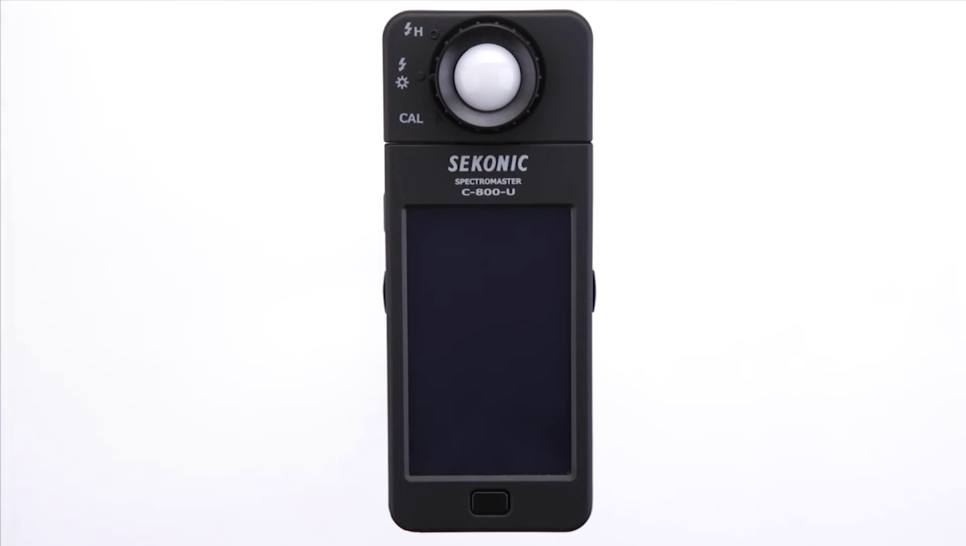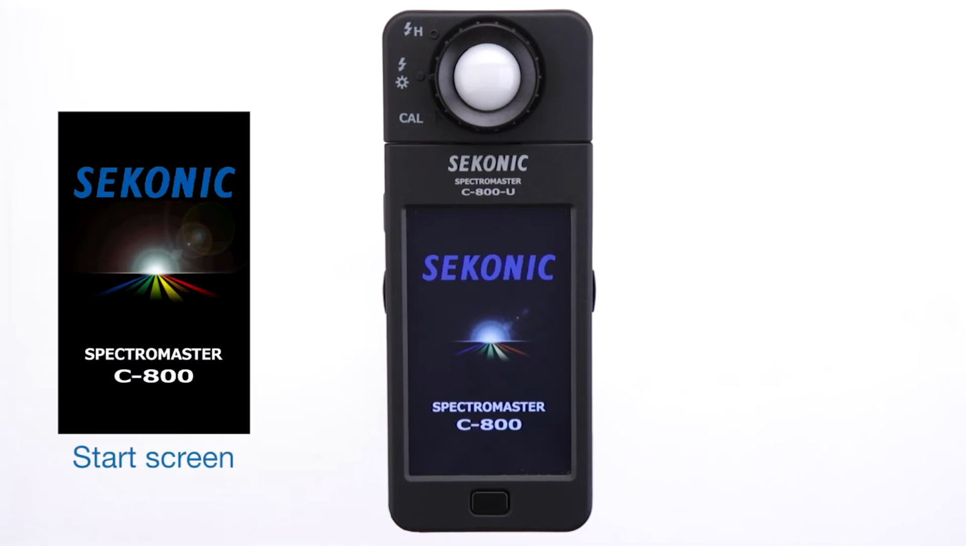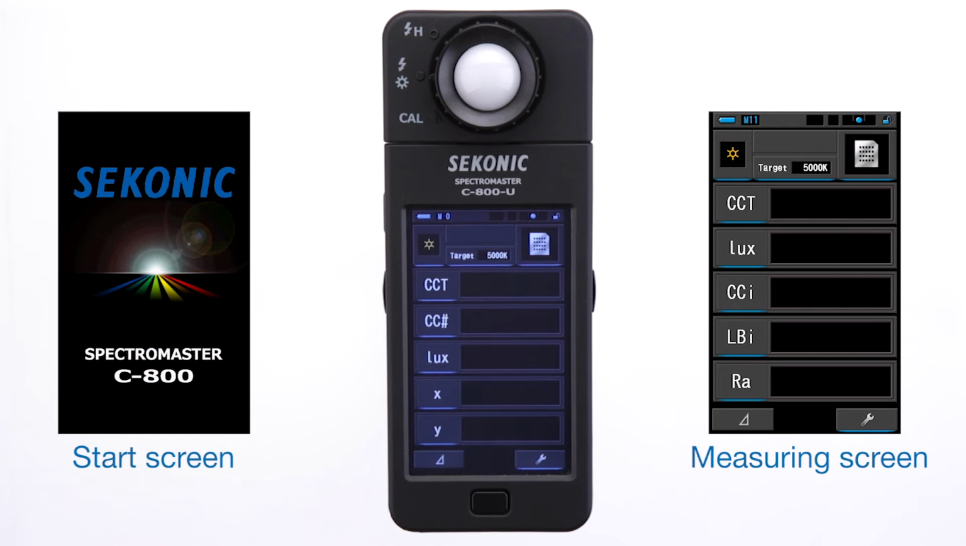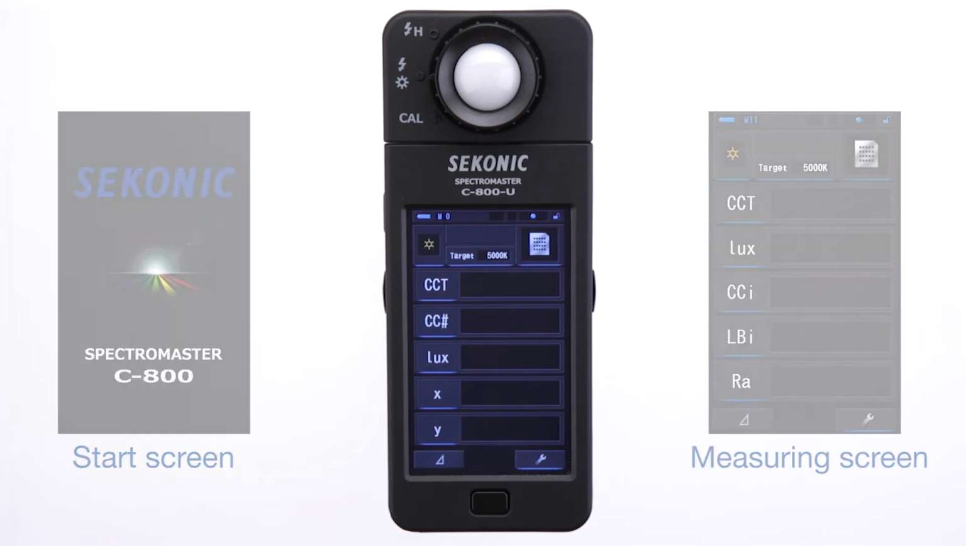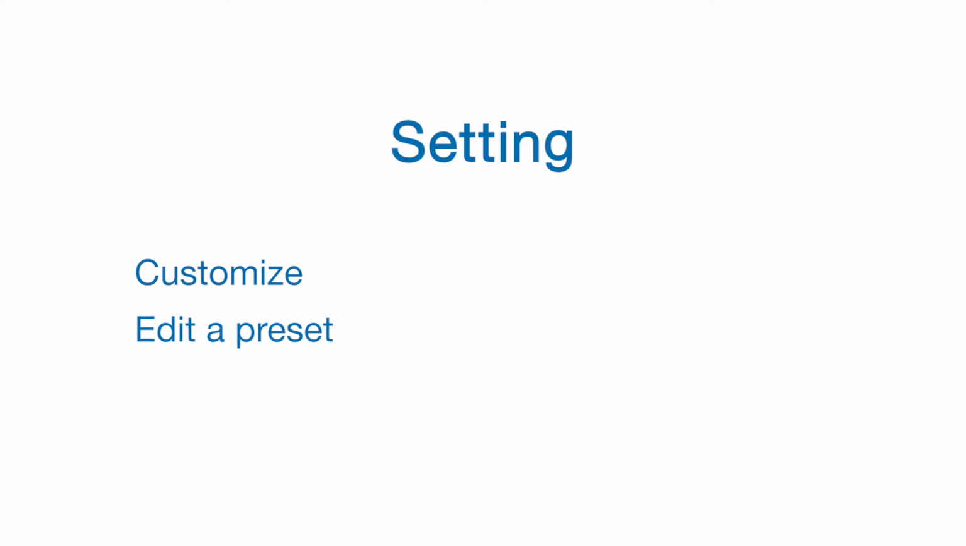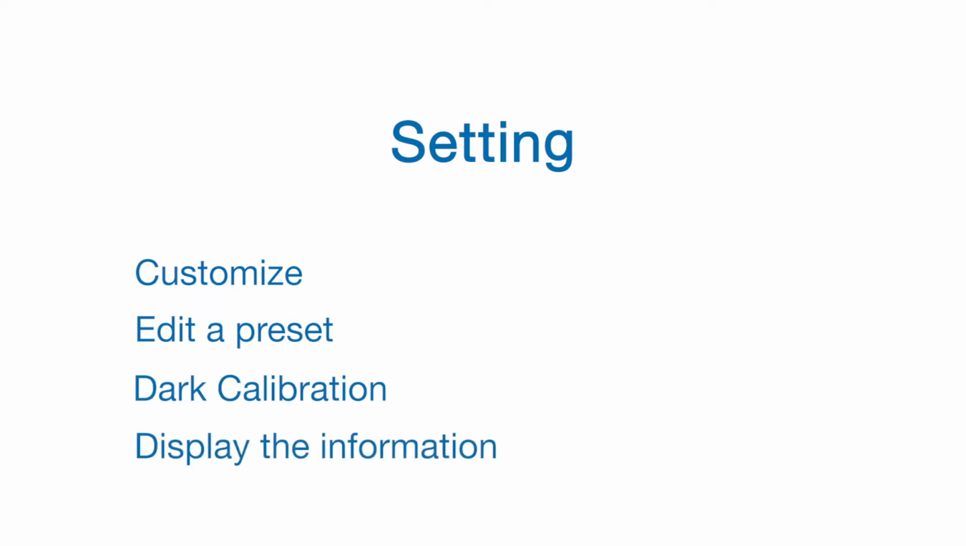Turn on the power of your meter by pressing the power button, located on the left side of the meter. While waiting for the opening start screen, you can tap the LCD to go directly to the measuring screen for quicker use. Let's first take a look at what the setting icon offers. Here, you can customize, edit a preset, conduct dark calibration, or display the information about your meter.